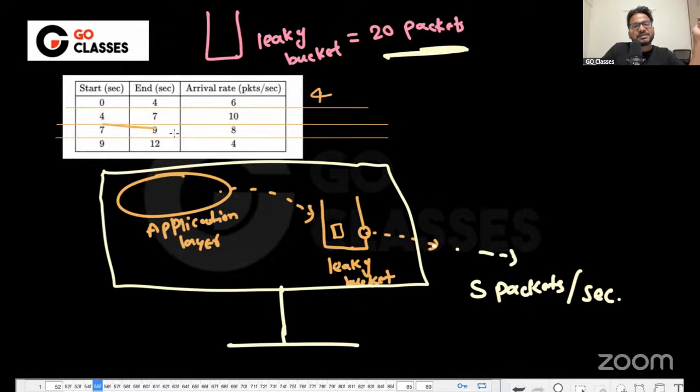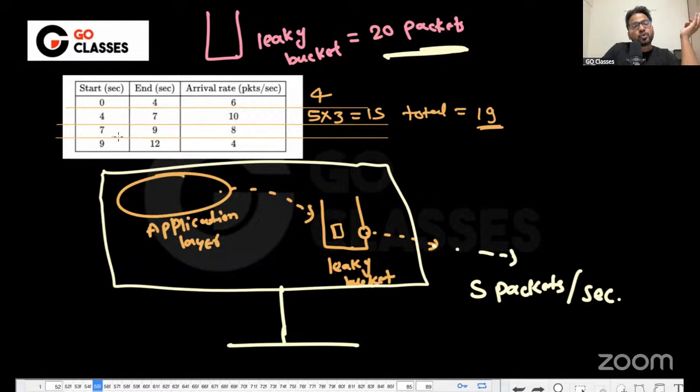Now, in the next 3 seconds, the incoming rate is too high, 10 packets per second. Since I can send only 5 packets per second, 5 packets per second I'm storing with me. So 4 packets are already there, and 5 packets per second for the next 3 seconds means 15 more packets I'm storing. So in total, I now have 19 packets with me at the end of the 7 seconds. Is this okay to everyone?